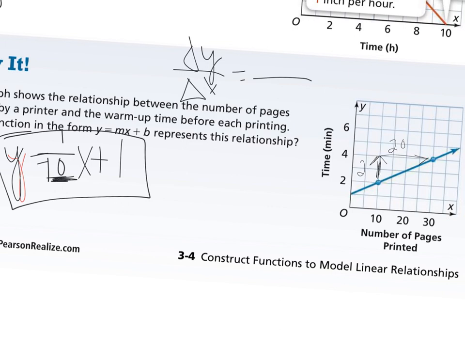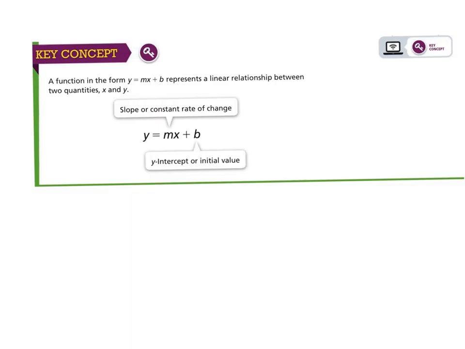So what's that, like 6 seconds? 1/10 of a minute. So a key concept, again, just restates what we've been talking about for a while, slope-intercept. M is our slope or constant rate of change. B is our y-intercept or initial value.